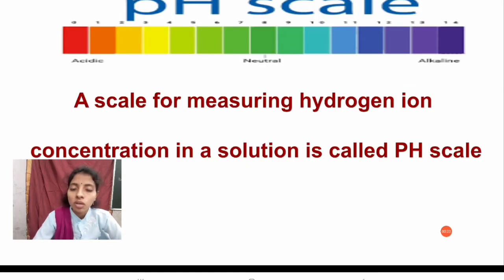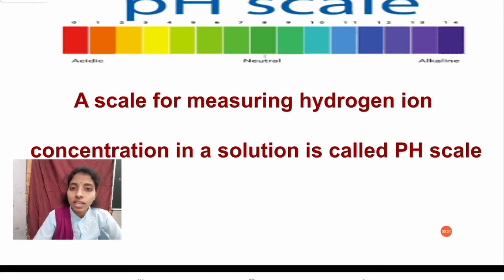We know the pH scale is for measuring hydrogen ion concentration in solution. Right? We are using the pH scale for measuring the hydrogen ion concentration in the given solution, either it is acidic or maybe basic. We know the pH scale ranges from 0 to 14 and pH is nothing but power of hydrogen.